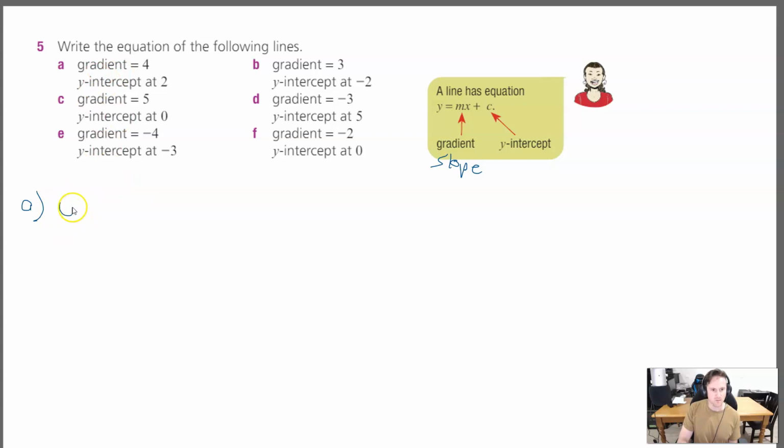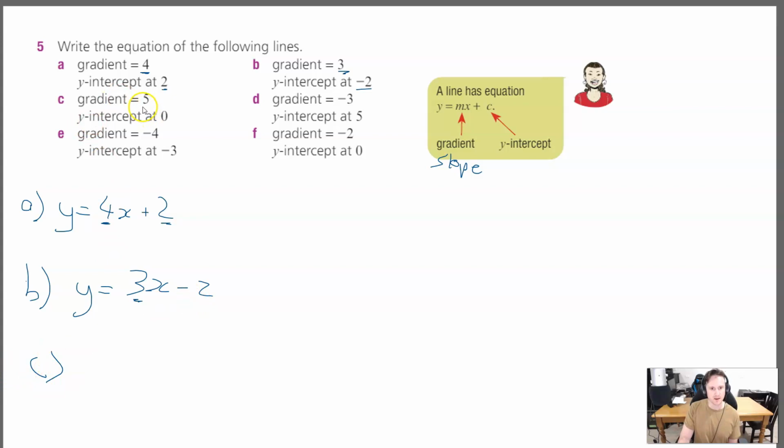So the first one is going to be y is equal to 4x plus 2. And that's because the gradient of 4 goes there, and the y-intercept of 2 goes there. Okay, and it's plus 2 because it's positive 2. For b, it's going to be y is equal to 3x take 2. So the gradient of 3, or the slope of 3, is why it's 3x. And the y-intercept of -2 is why you put take 2. You don't go 3x plus -2, it's 3x take 2.